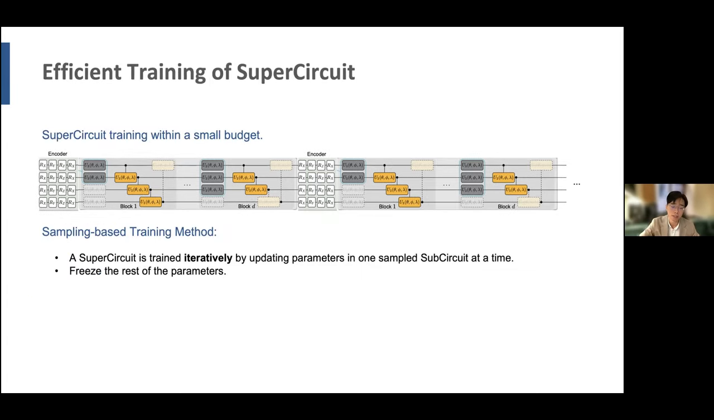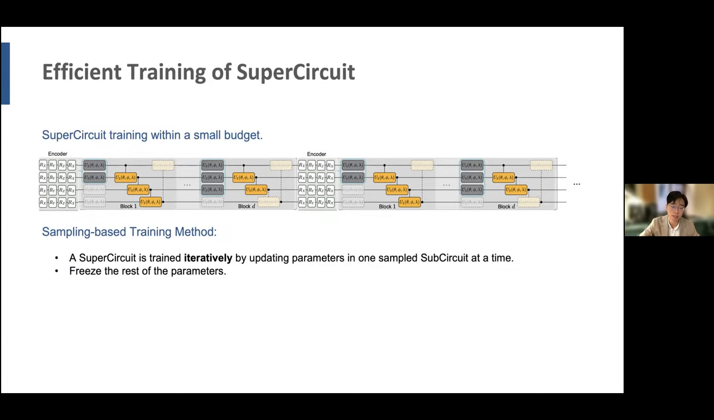So we designed this sampling-based training method where we only train a subset of the parameters at a time. And we do that iteratively for different subsets. At the same time, we freeze the parameters for the remaining gates that you didn't pick in your subset. A downside of this is that this type of sampling from the super circuit will increase the variance of the prediction accuracy at the end. That will severely hinder how you can train this super circuit directly. So we have to constrain the sampling space very well.